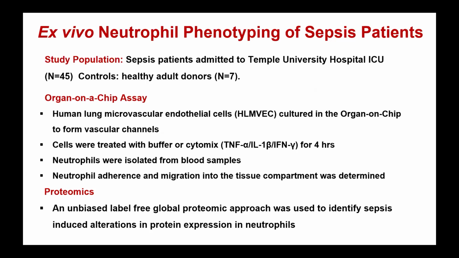We had 45 sepsis patients that we looked at in this study. On the organ on a chip, we used human lung microvascular endothelial cells cultured in our system, and then cells were treated with buffer or cytomix. Cytomix is a combination of cytokines that has been shown to reproduce well what happens in patients. Then neutrophils were isolated from blood samples, and we looked at their adhesion and migration in our system. Then we did an unbiased label-free global proteomic analysis of these neutrophils as well, so that we could match the two measures: one is the functional measures from our microfluidic system, one is the proteomic results.